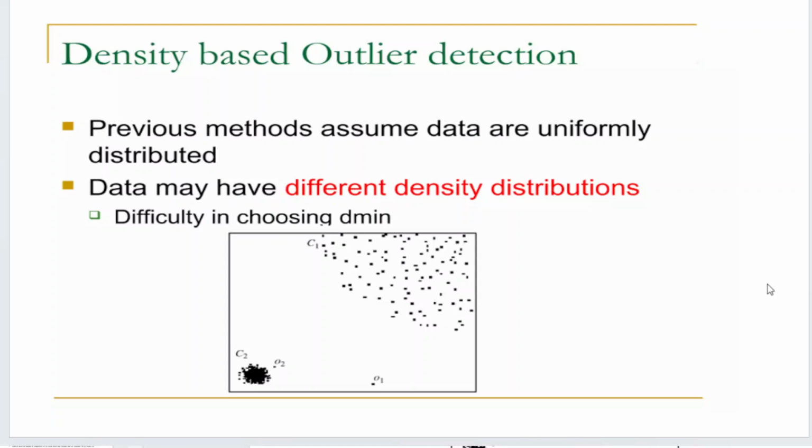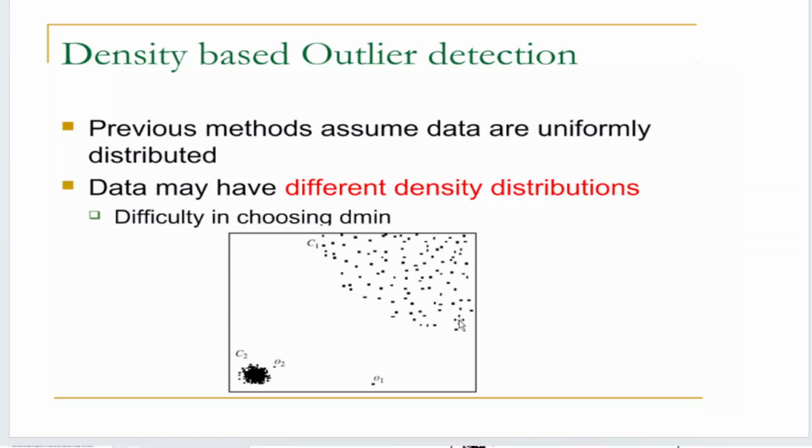Let's go into the topic now. So what is meant by density based outlier detection? We have seen in the last two videos what is meant by the distance based and the statistical based approach. This is the third method for outlier detection. In the previous methods, we assumed the data is distributed in a uniform manner. If our data is uniformly distributed, how can we find the outliers? But the data may have different density distributions. So how are we going to choose the outliers from different density distributions?